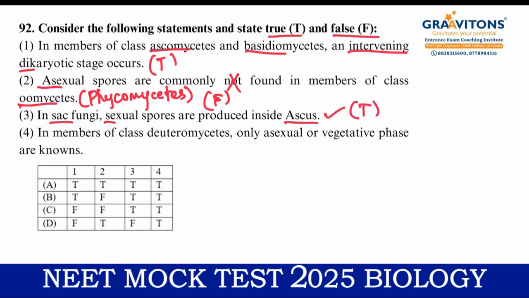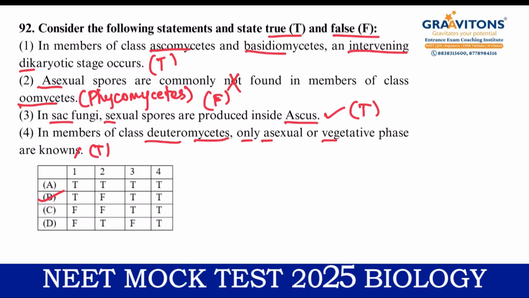And the fourth statement, in members of class Deuteromycetes, only asexual or vegetative phases are known. Yes, this statement is also true. Because once sexual stages are discovered in Deuteromycetes, those organisms will be shifted to either Ascomycetes group or Basidiomycetes group. So the answer for this question will be option B.